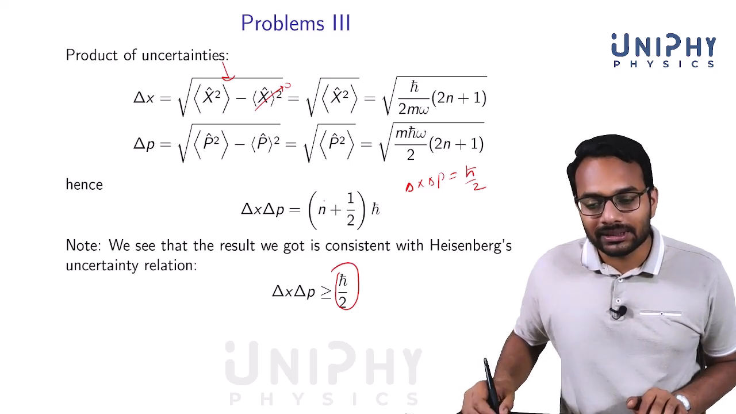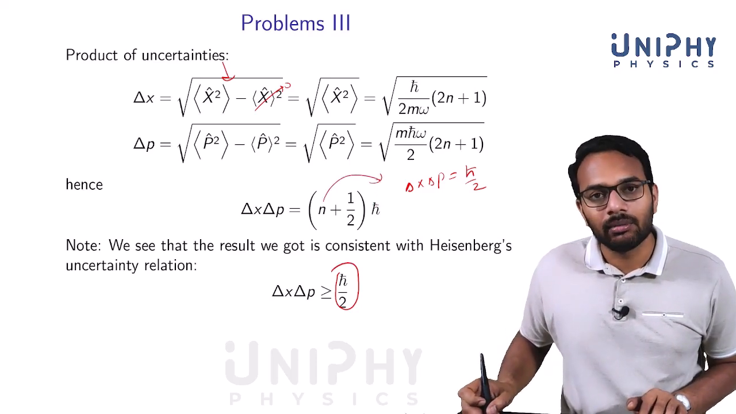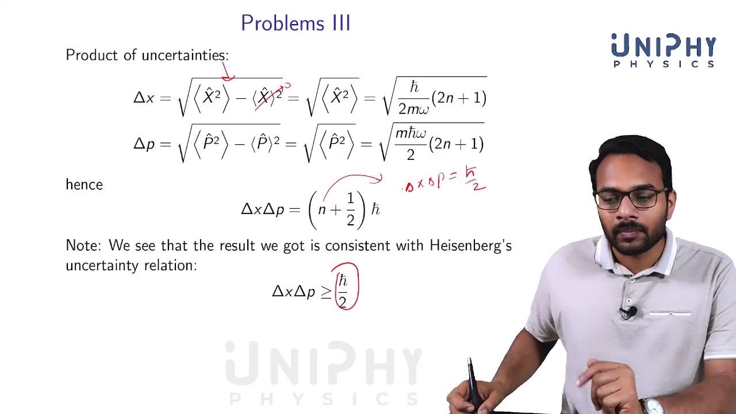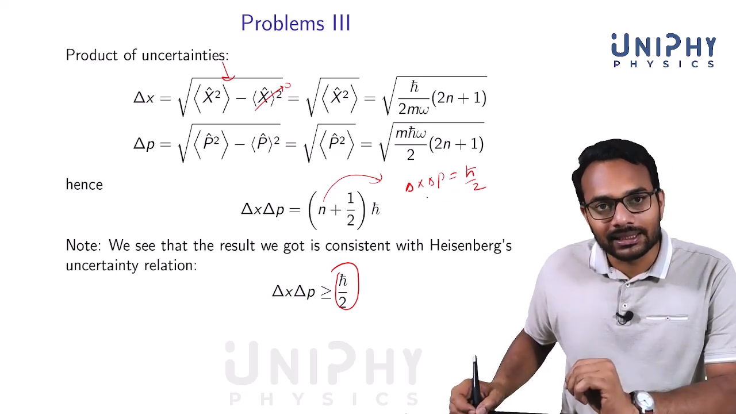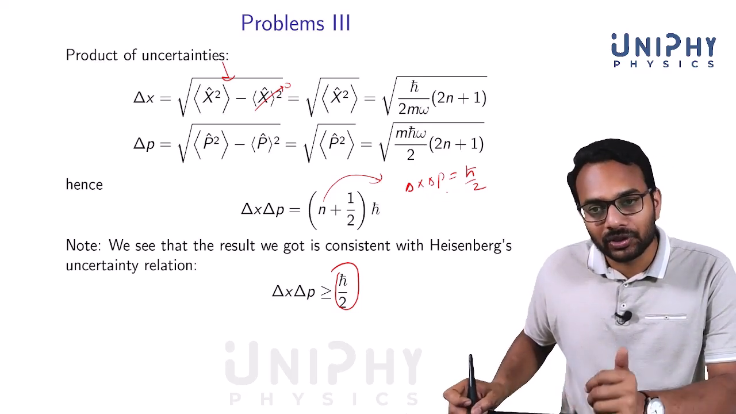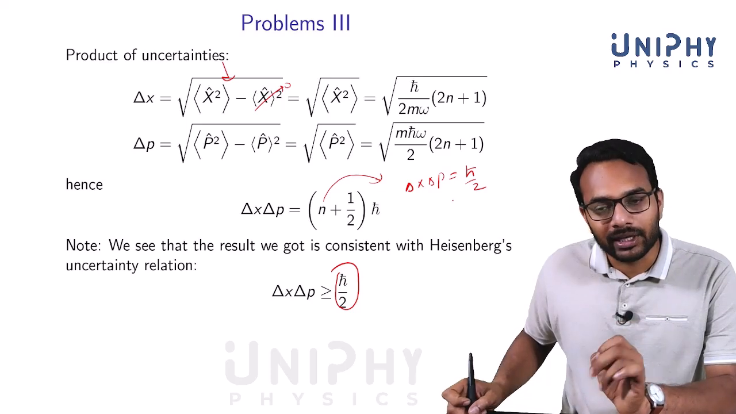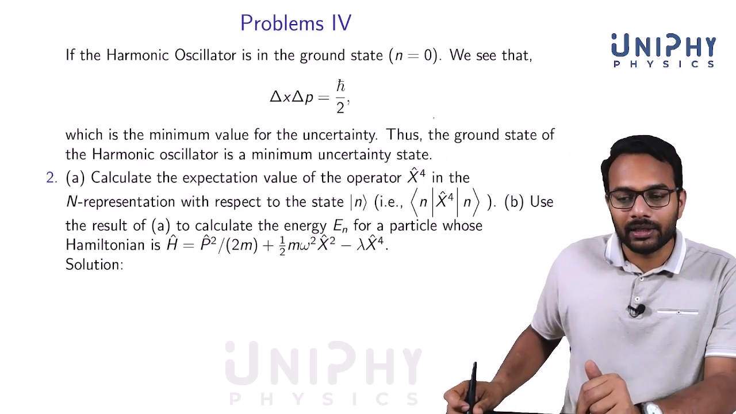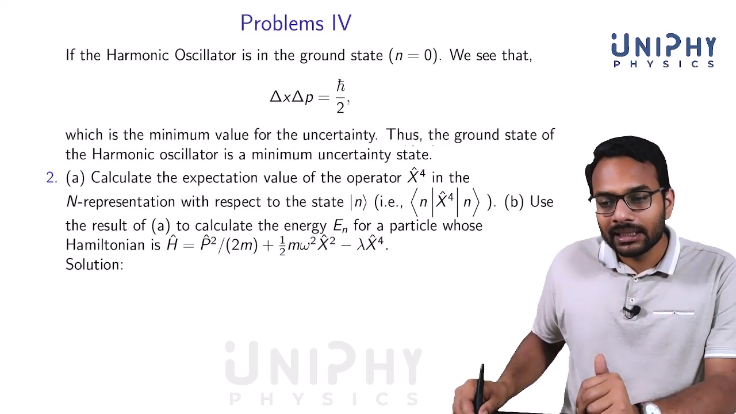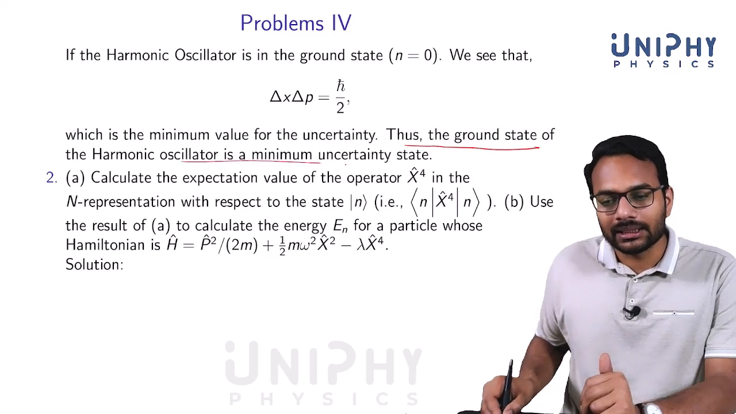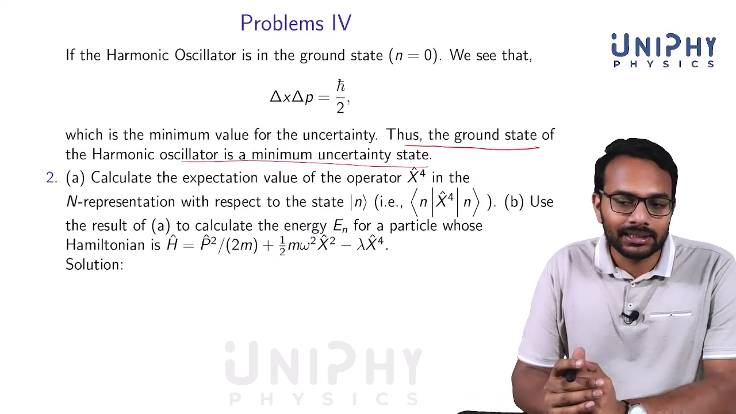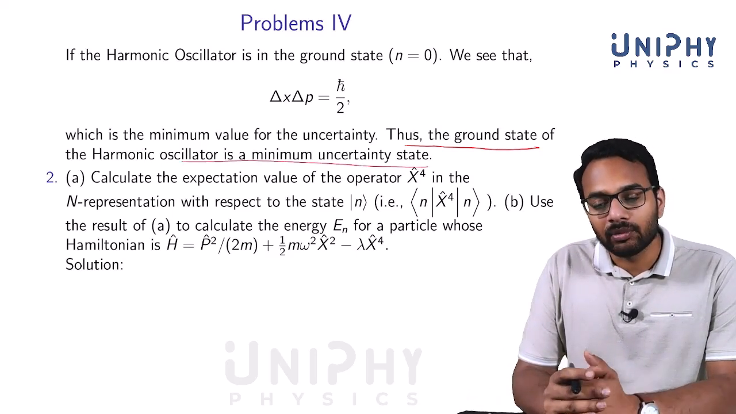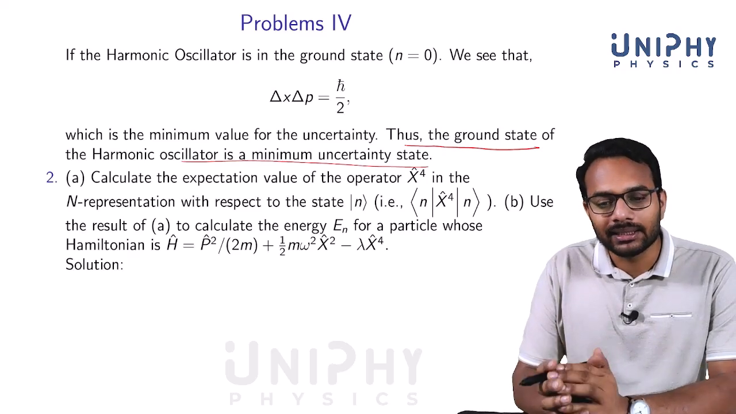So, the ground state of the harmonic oscillator has this nice property. The product of uncertainties corresponding to the ground state has the minimum value. So, we can say that the ground state of the harmonic oscillator is a minimum uncertainty state.